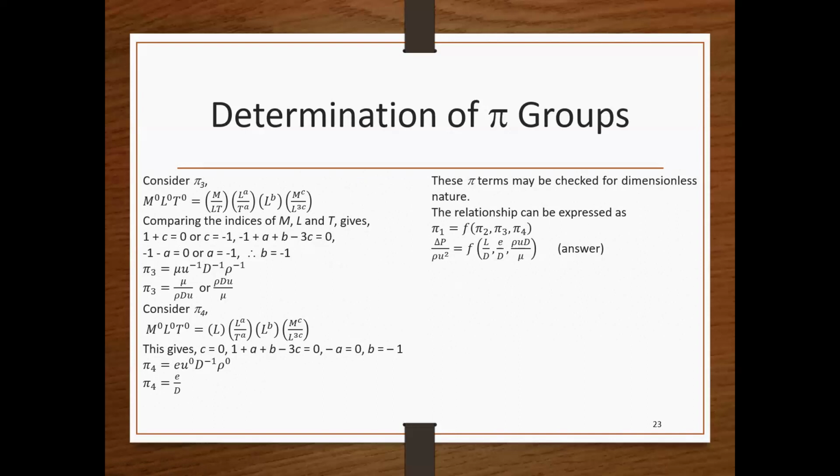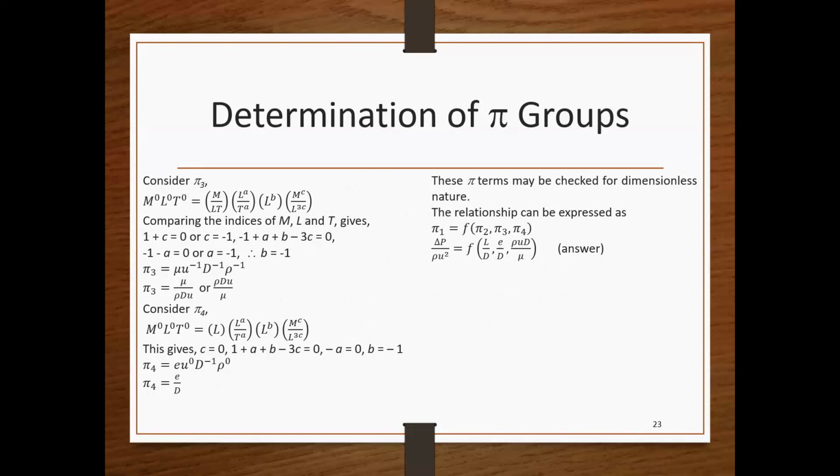Consider pi 4. M^0 L^0 T^0 is equal to L, times L^A over T^A, times L^B, times M^C over L^3C. This gives C is equal to 0. 1 plus A plus B minus 3C is equal to 0. So negative A is equal to 0, so A is 0. B is negative 1. So pi 4 is equal to E, U exponent 0, D exponent negative 1, rho exponent 0. So pi 4 is equal to E over D.